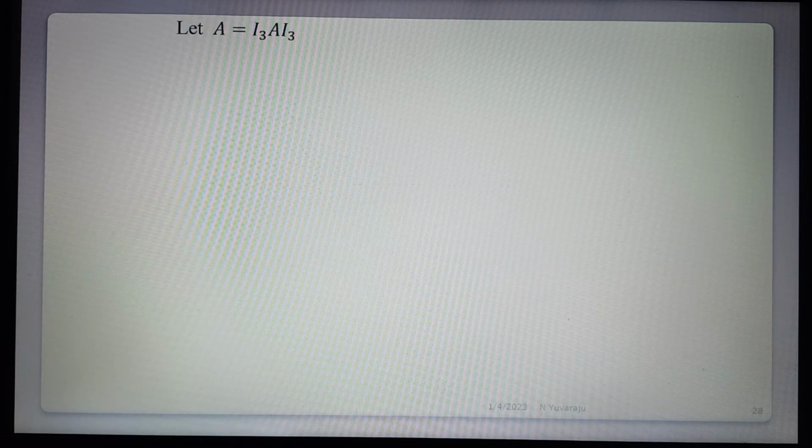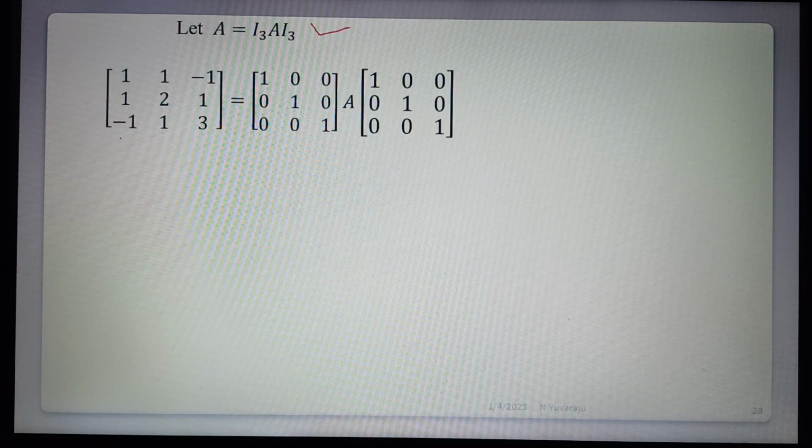Let A be a 3 by 3 matrix, so I is also the 3 by 3 unit matrix. A equals I3 A I3. So A is the given matrix, I3 is the 3 by 3 unit matrix, and A is fixed. Next, also this first matrix I.